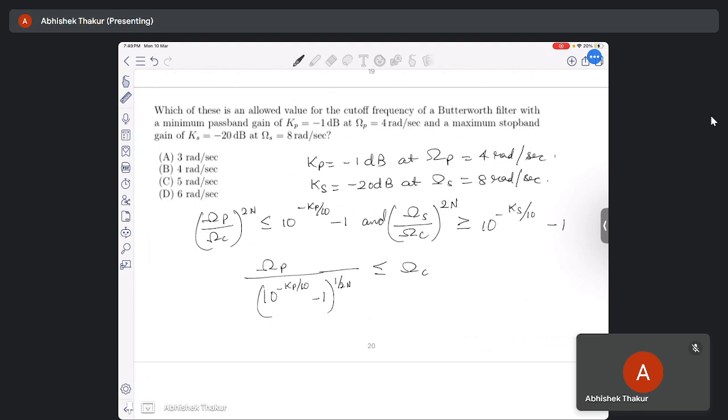this way we can write. We will first transfer the power 2n onto the left hand side, so it will be 1 by 2n, then shift omega c to the other side. So similarly we can write this is less than or equal to omega s divided by (10 to the power of minus Ks by 10 minus 1) to the power of 1 by 2n.